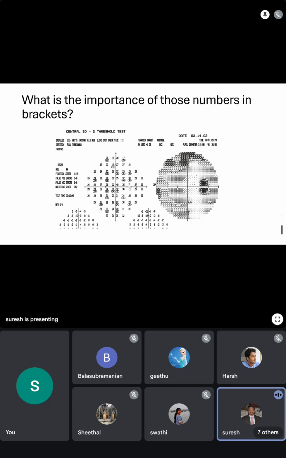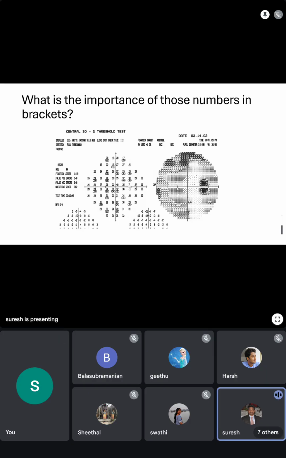So are you able to see these raw values? There are certain values where there are 2 values. Are you able to see? So what is the importance of these brackets? Anyone? Short-term fluctuation. Basically these brackets are places where it has been tested twice. So why is a spot being tested twice?